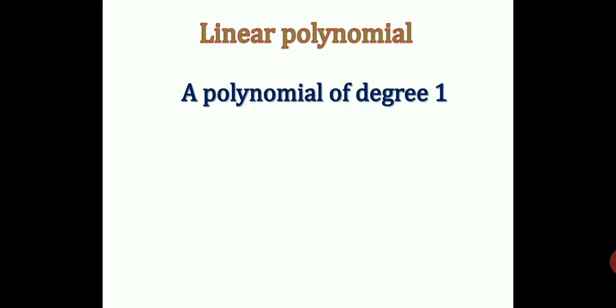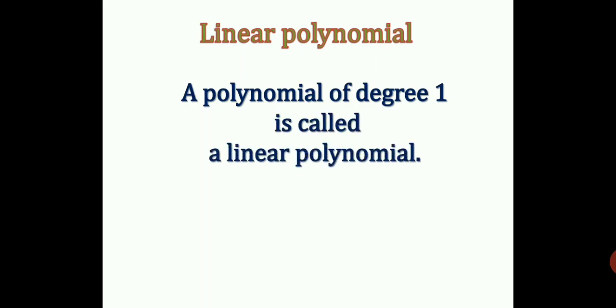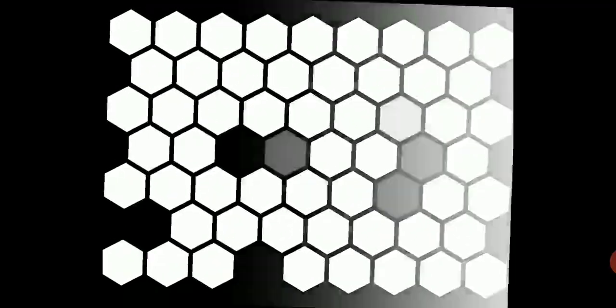After degree, there are types of polynomials. The first type is the linear polynomial. What is a linear polynomial? You studied in standard 9 that a polynomial of degree 1 is called a linear polynomial. It means x minus 3, 2x minus 3, x plus 4, all these which have degree 1. Second is the quadratic polynomial.